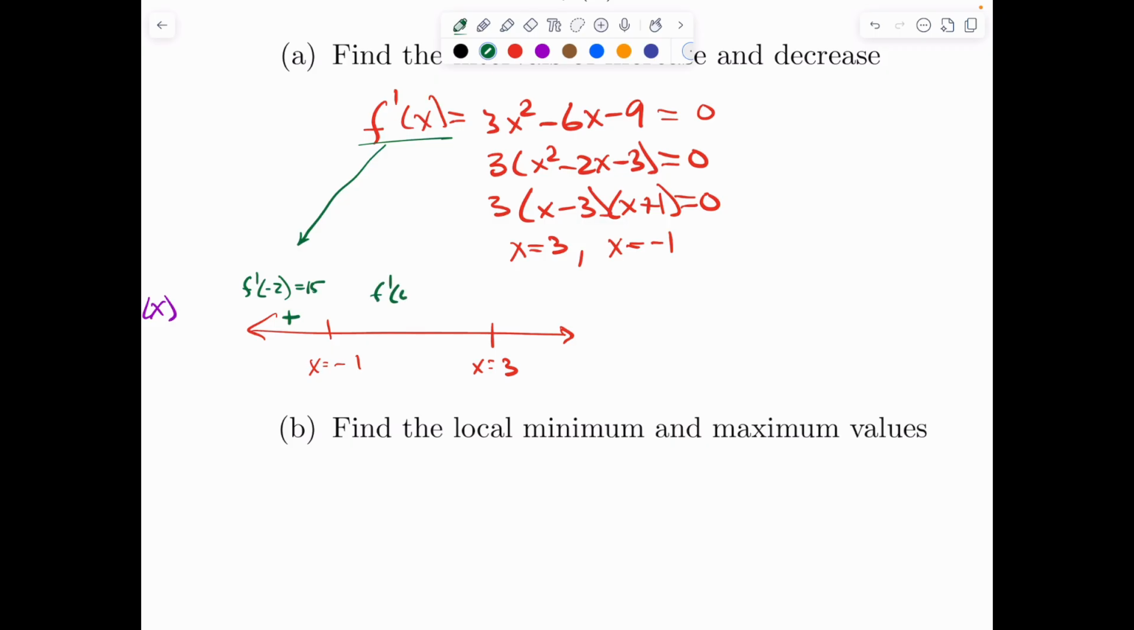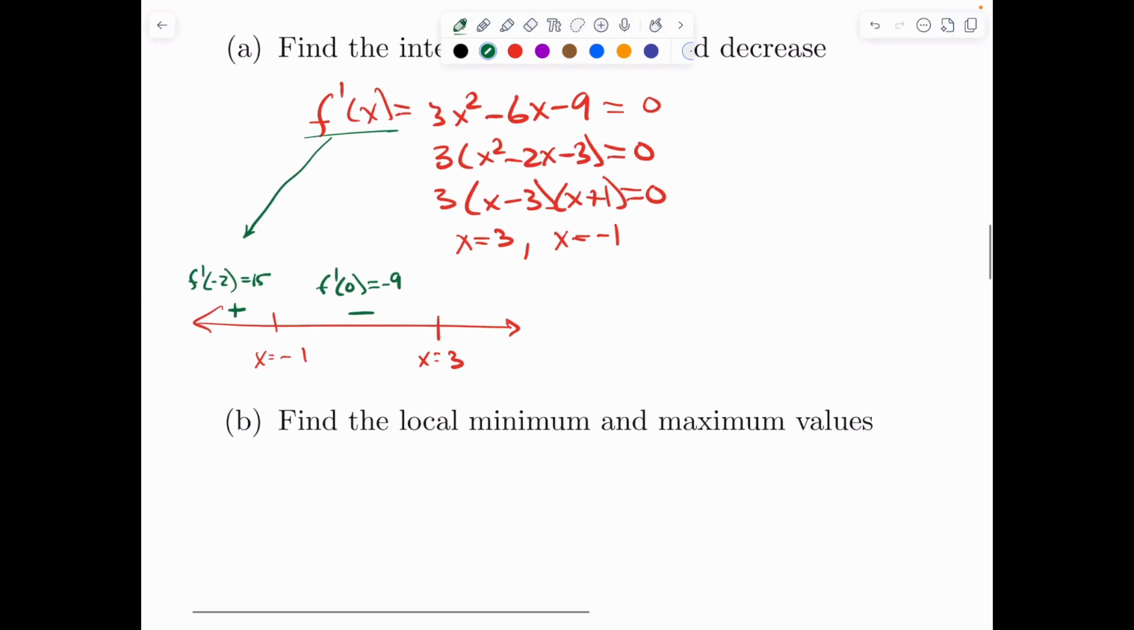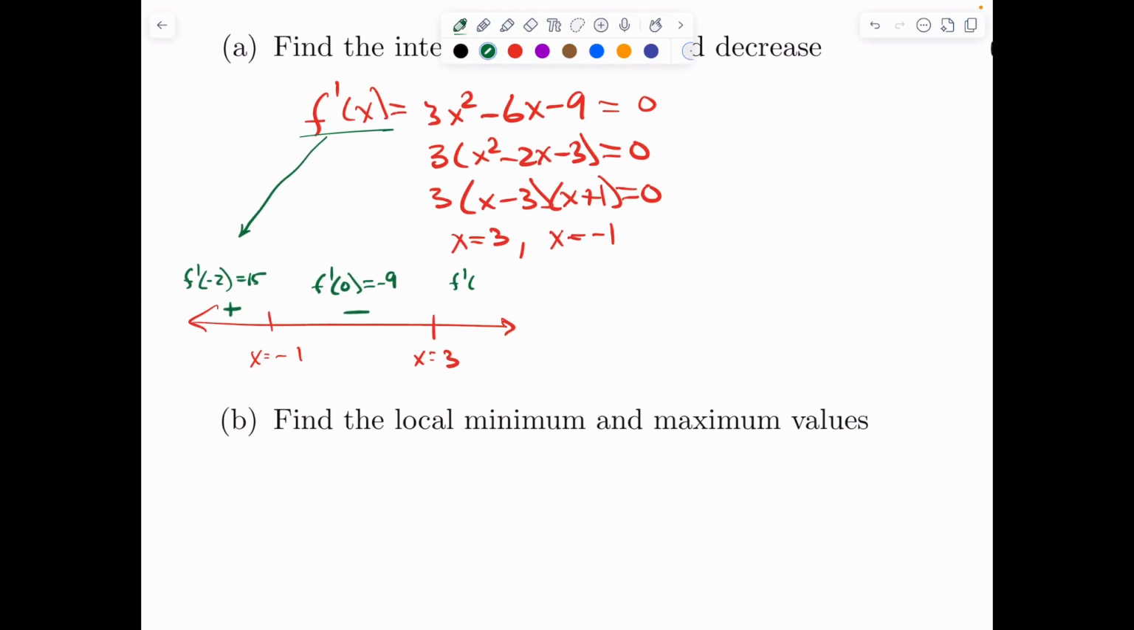F prime of 0. Always use 0 if you can, because that makes things easy. So that's a negative slope. And then f prime of, how about 10? Let's go with 4. I got scared of the 10. Anyway, so 4, I've got 1, 5, 15. So that's positive.